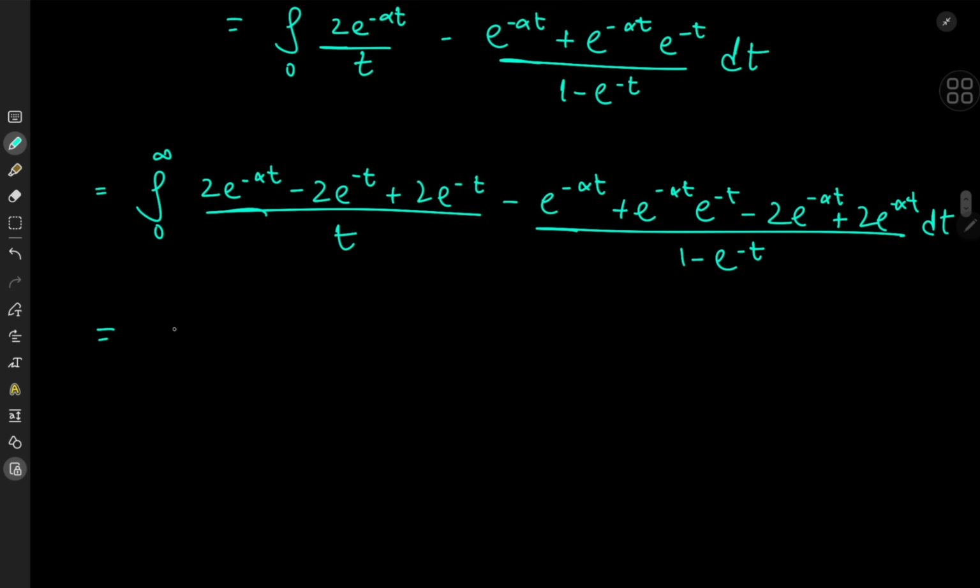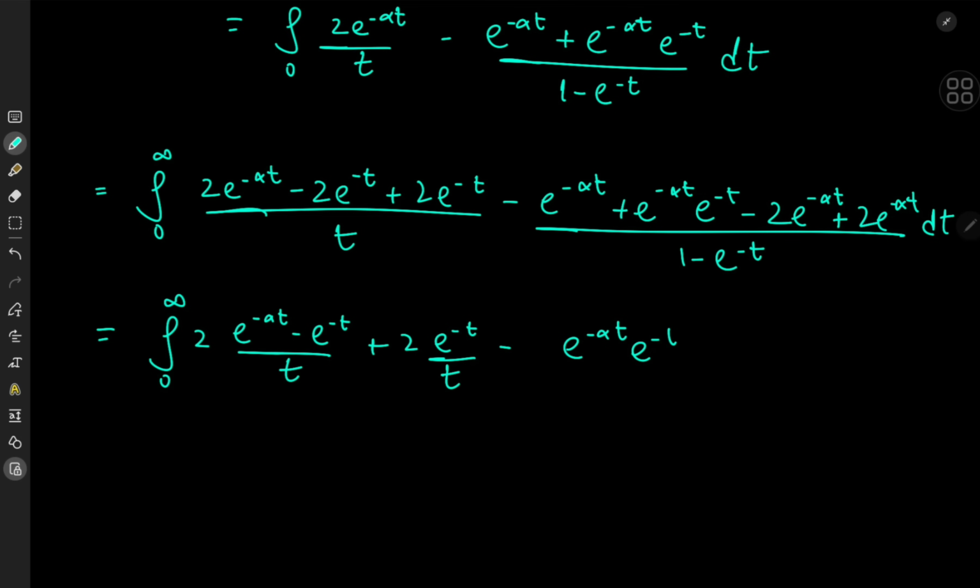Okay, cool. So we have the integral from 0 to infinity of 2 times (e to the negative alpha t minus e to the negative t) over t. That certainly looks like something quite familiar. Plus 2e to the negative t over t minus, look what we have here. We now have e to the negative alpha t times e to the negative t minus e to the negative alpha t, thanks to these guys over here, plus 2e to the negative alpha t.